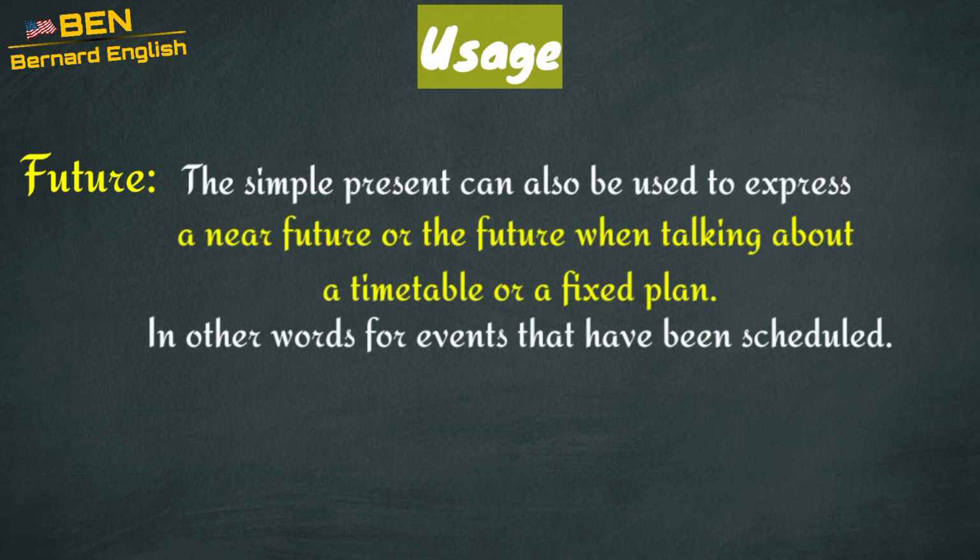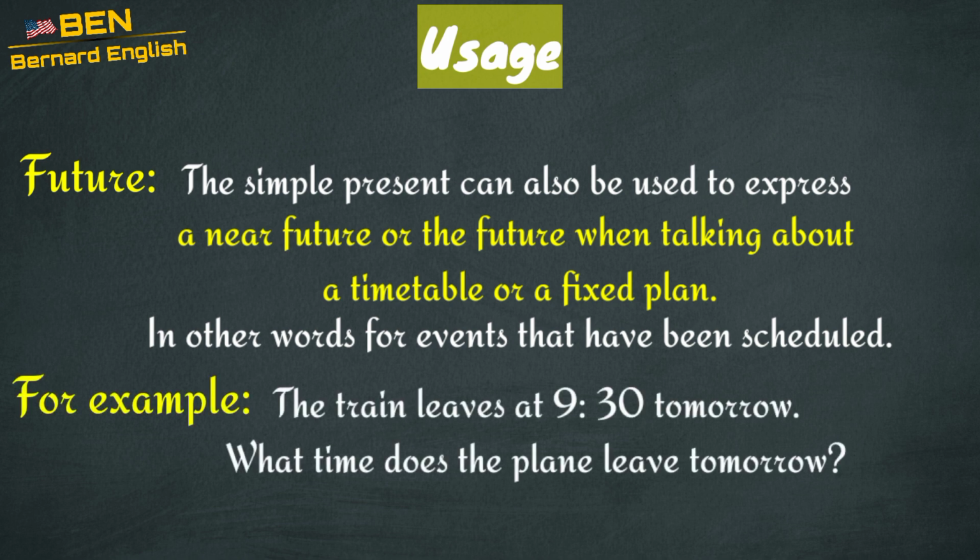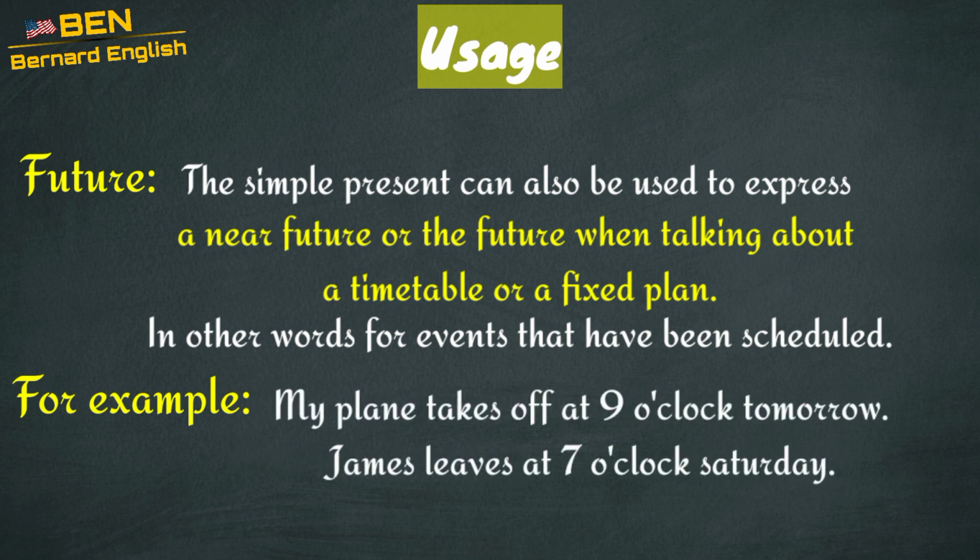Future. The simple present can also be used to express a near future or the future when talking about a timetable or a fixed plan. In other words, for events that have been scheduled. For example, the train leaves at 9:30 tomorrow. What time does the plane leave tomorrow? My plane takes off at 9 o'clock tomorrow. James leaves at 7 o'clock Saturday.